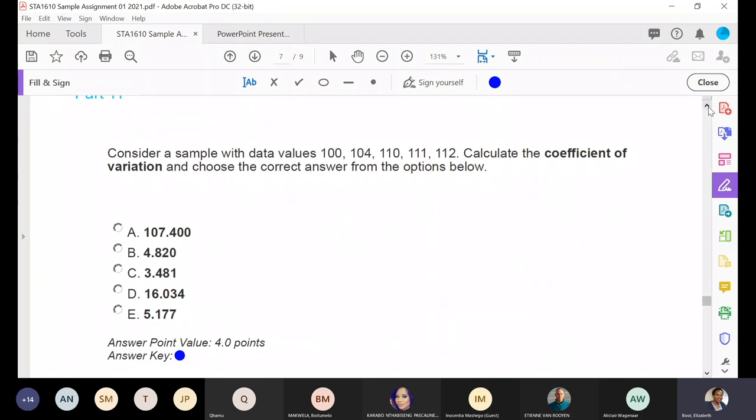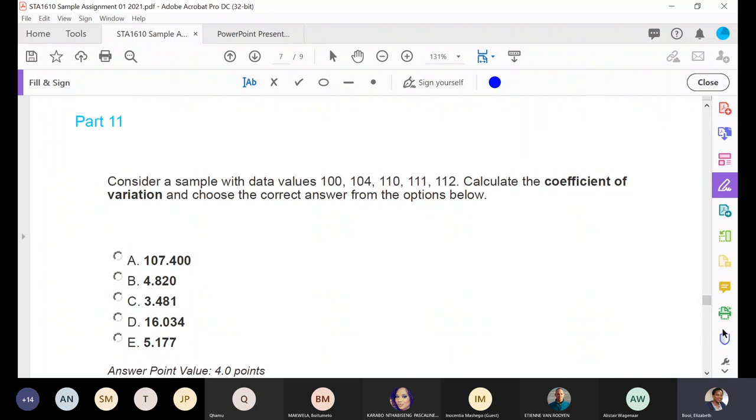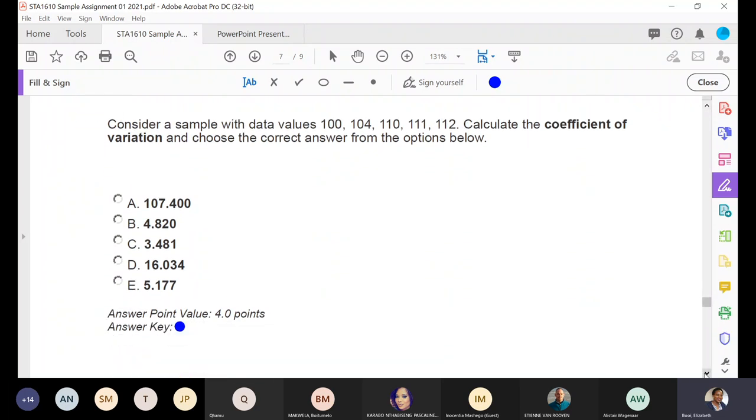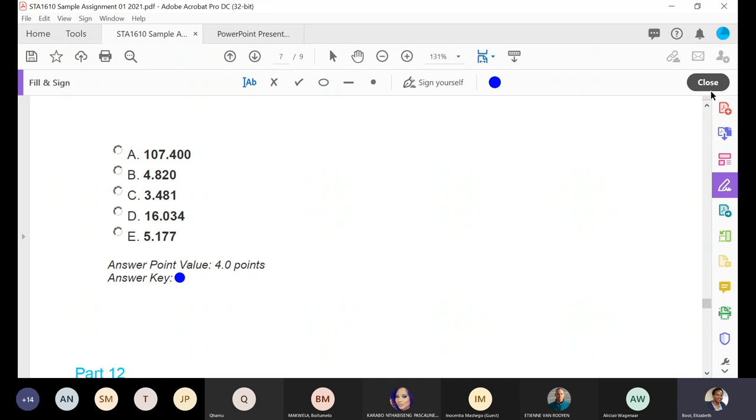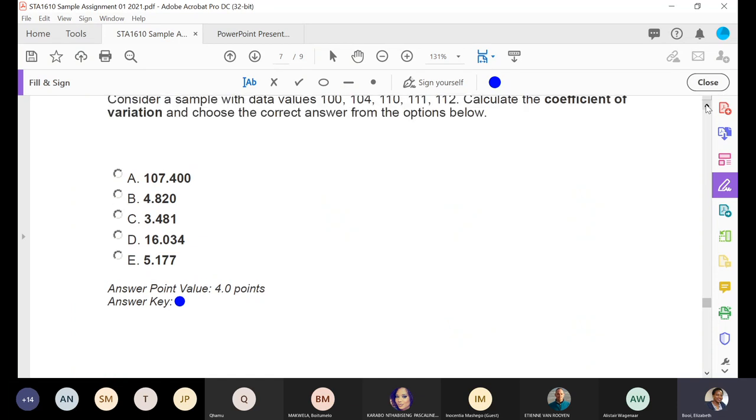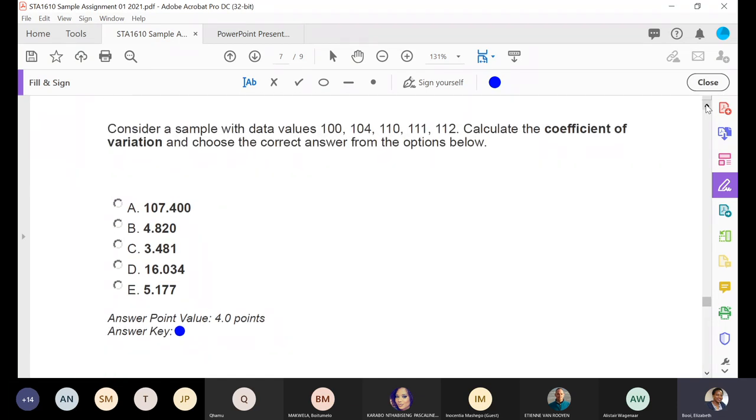Okay, so where are we now? We are on 11. So we are left with two more questions, then we're done. So you will bear with me. Consider the sample data values 100, 104, 110, 111, and 112. Calculate the coefficient of variation.